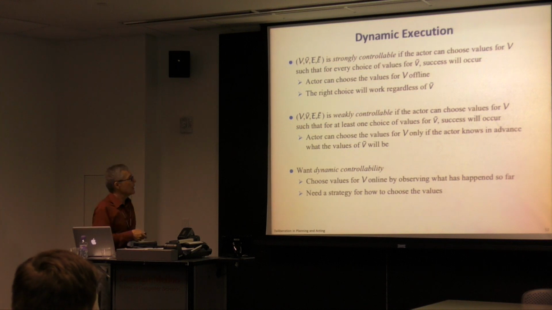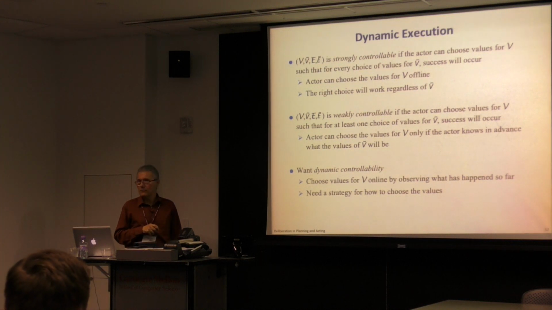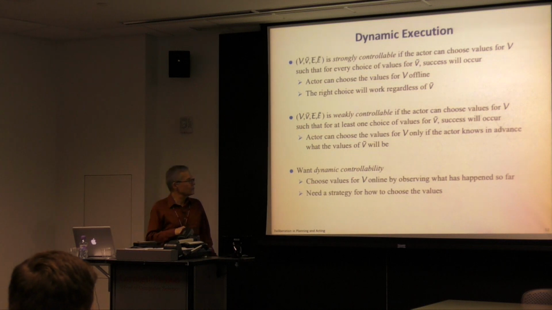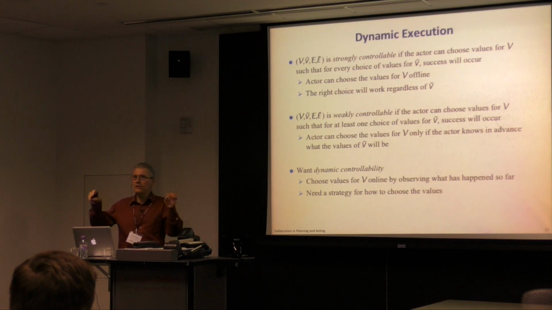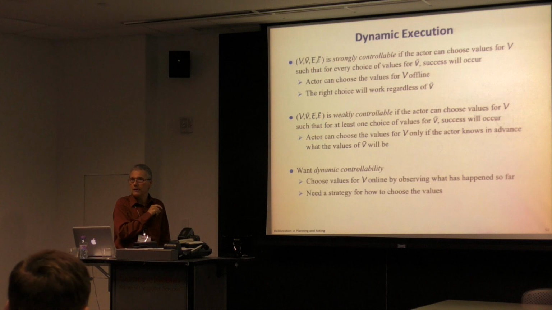All right? What we want is something called dynamic controllability. That is that we can choose the values for V online by observing the things that have happened so far. That's going to give us partial information about what's in V tilde. All right? And in some cases you can control things dynamically even if you can't control them strongly.